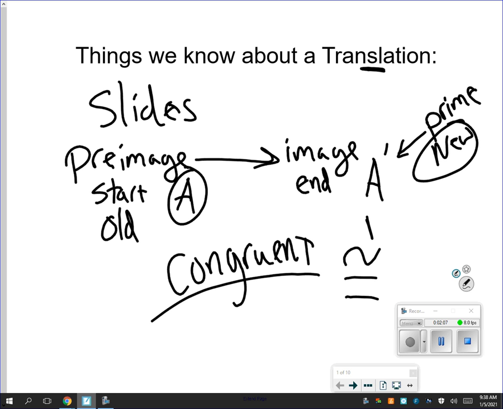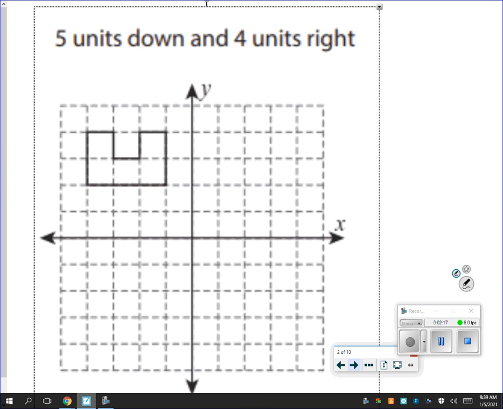Alright, so let's do a couple together. Practice here. Remember, you can pause at any time if you want to actually do them, but I'm going to go through so this video is not too long. The first example says 5 units down and 4 units right. Every point has to move, not just one or two points, but all the points, because the entire shape has to move. So 5 units down, 1, 2, 3, 4, 5, and 4 right, 1, 2, 3, 4.